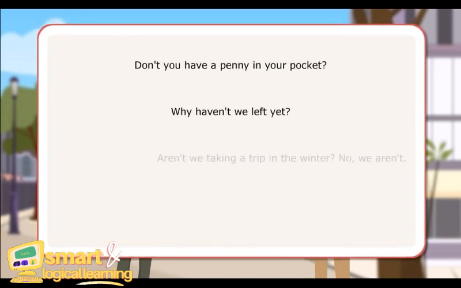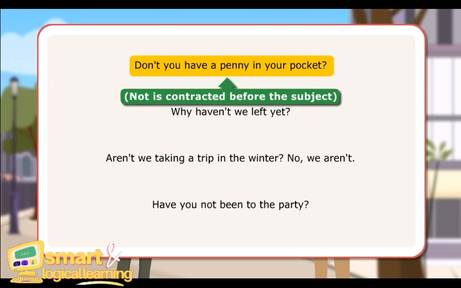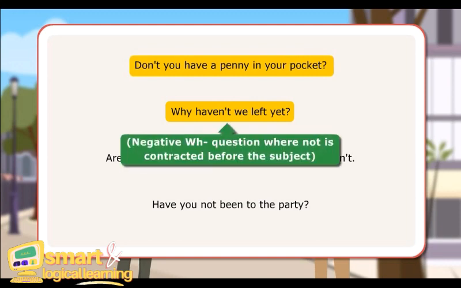Let us look at a few examples. Don't you have a penny in your pocket? Not is contracted before the subject. Why haven't we left yet? Negative WH question where not is contracted before the subject.